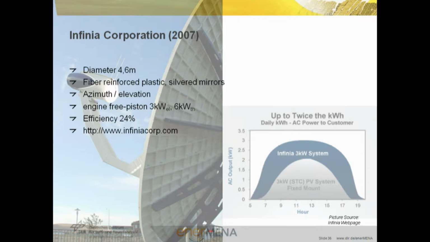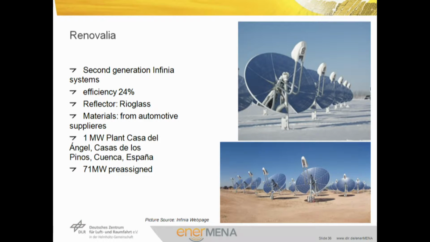The system is tracking the sun using an azimuth-elevation drive system. The engine is a free-piston engine with a rated power of 3 kilowatt electric. The system is prepared so that waste heat from the engine can be used in combined heat and power applications. About 6 kilowatt thermal power can be made available for such applications. The system has an efficiency of about 24% for the conversion from sunlight to electrical power. The system is currently the last commercially available Stirling system.